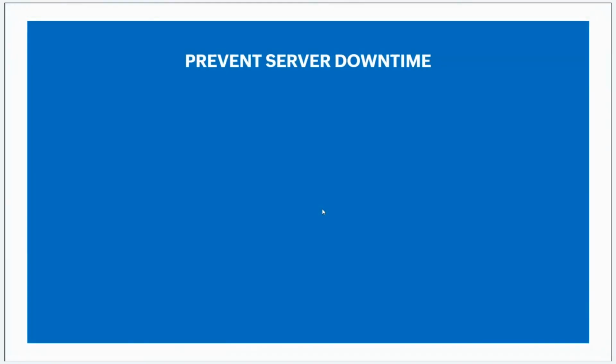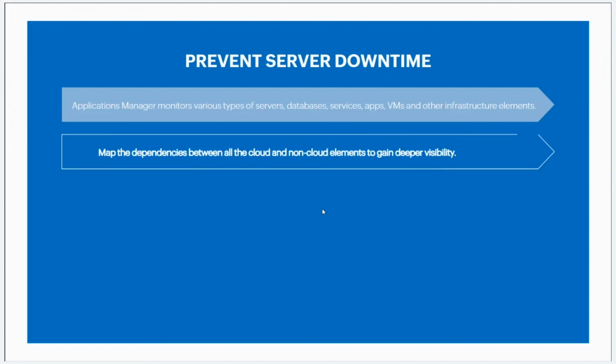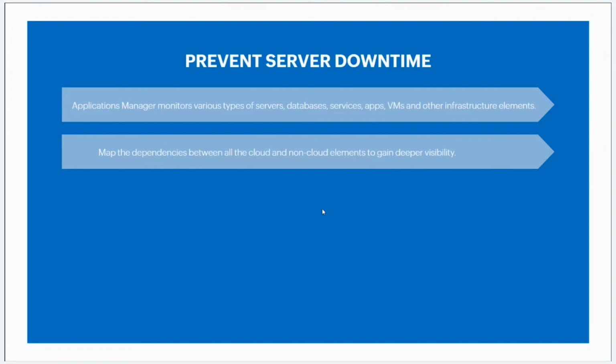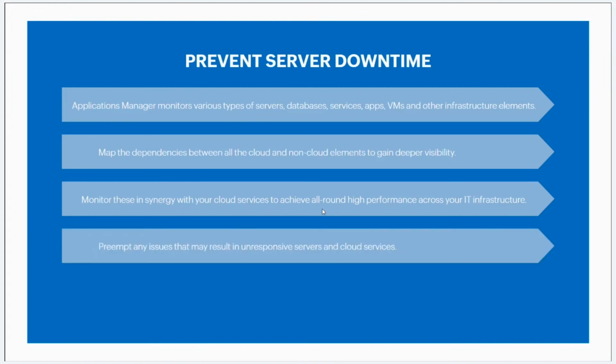So how can you prevent server downtime? Applications Manager monitors various types of services, database services, apps, VMs, and other infrastructure elements, as I previously said. You can map the dependencies between all the cloud and non-cloud elements to gain deeper visibility. When you monitor these in synergy with the cloud services, you'll be able to achieve all-round high performance across your IT infrastructure. If you do that, you can preempt any issues that may result in unresponsive service.